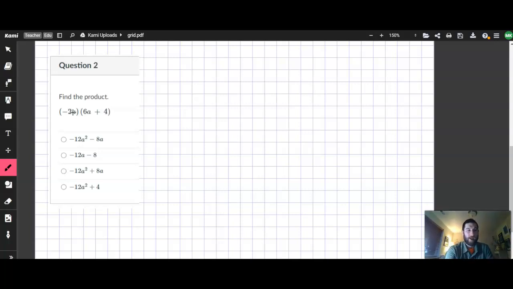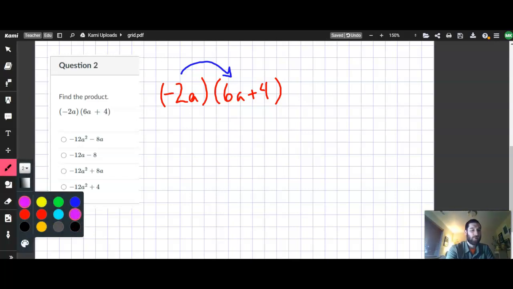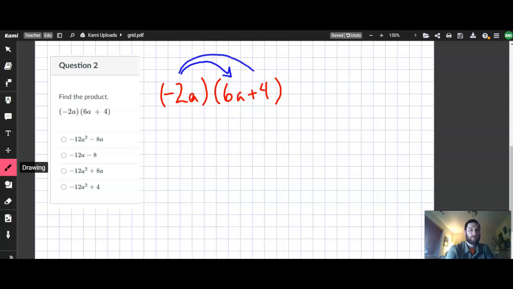And so we have that negative 2a being multiplied by 6a plus 4. And so that negative 2a is going to be distributed to the 6a, and it's going to be distributed to the 4. Oop, I wanted to put that in purple. Here you go. Go Rams. So now let's actually do that multiplication.